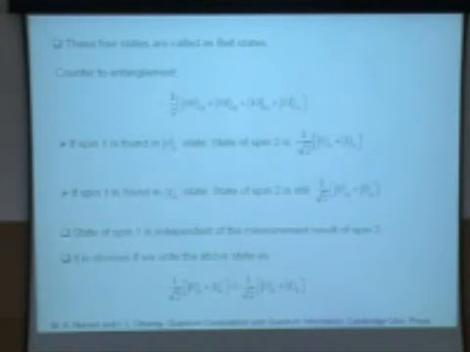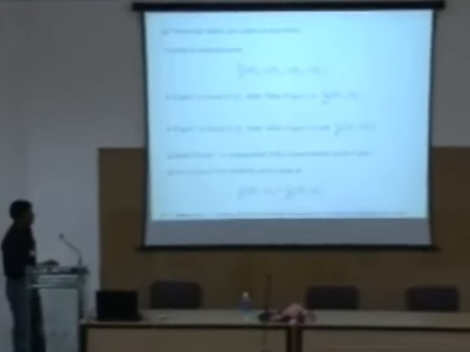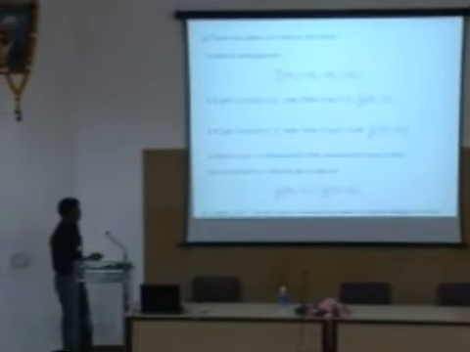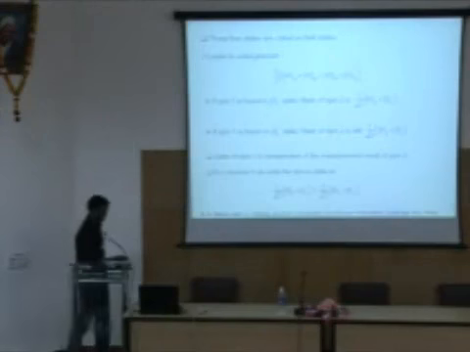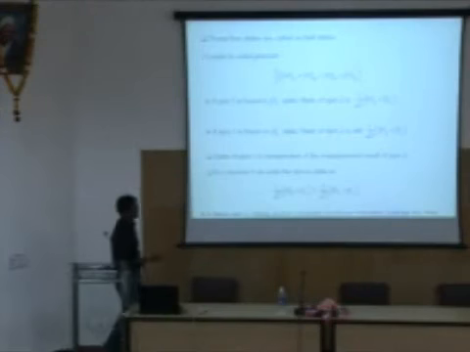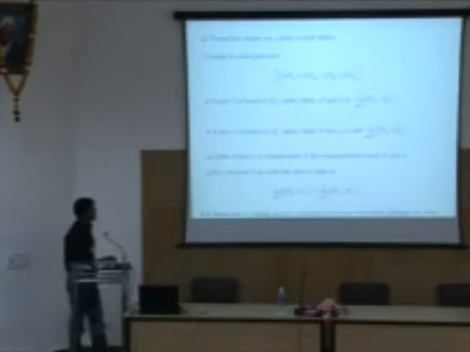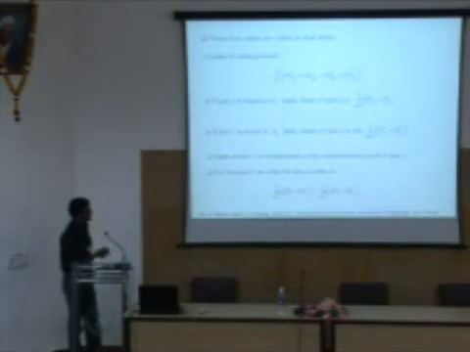To take a counter example of entanglement, we could define this state where if we measure the state of the first particle and find it in 0, the state of spin 2 is 0 plus 1 by root 2. In the second case also, if spin 1 is found in ket 1 state, the state of spin 2 is again the linear combination of 0 plus 1. That means that the state of the second particle does not depend on the measurement outcome of the first spin.